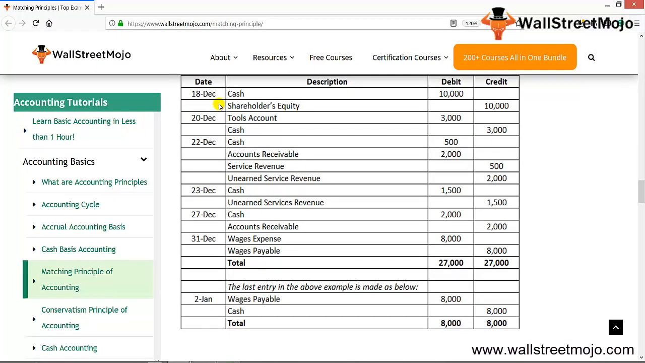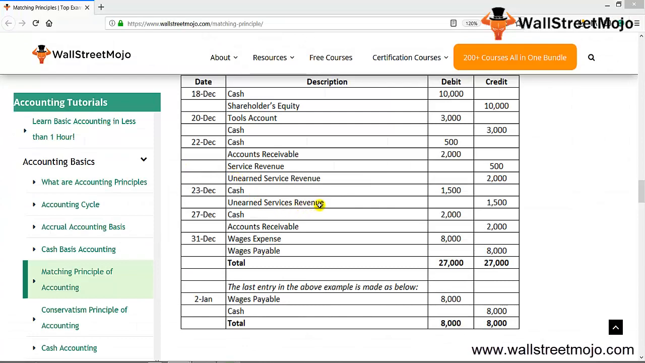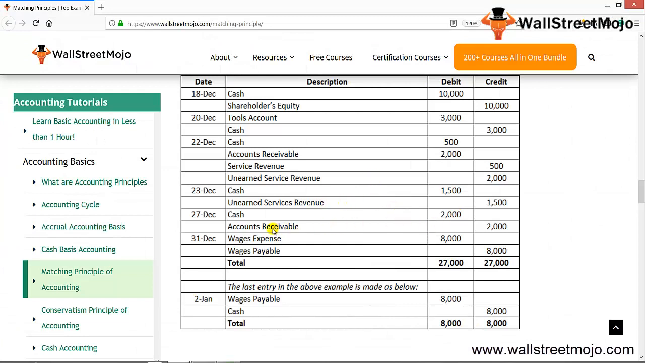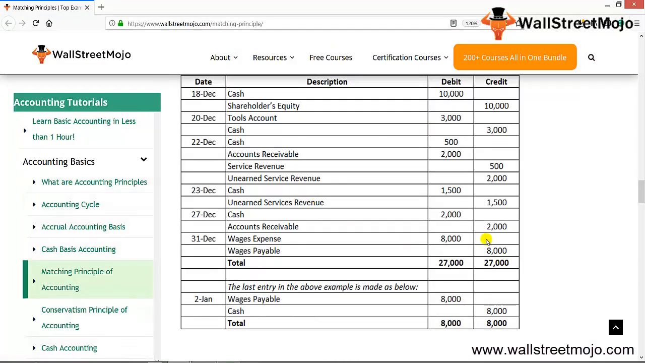See over here, on December 18 the cash account and shareholders' equity, which you pitched in; the tools which you purchased; the cash amount that you received; the accounts receivable; and the revenue and the unearned service revenue. The cash account to unearned service revenue relates to the 1,500 amount, and the cash account to the receivables, which is still outstanding. The last was the salary on the 31st December: 8,000 to wages payable, which had not been paid. And the last entry in the above example was wages payable to cash, to the extent of 8,000.